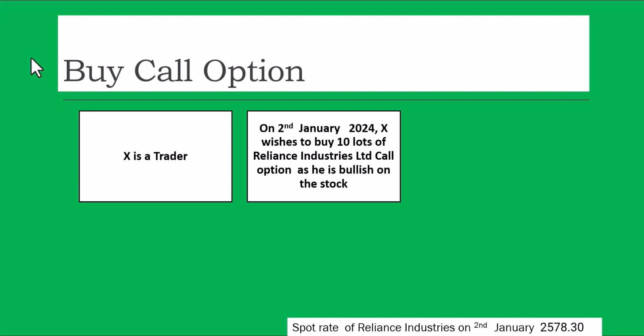On 2nd of January 2024, he wishes to buy 10 lots of Reliance Industries Limited call option as he is bullish on the stock. So the person is bullish on Reliance. Now, how do you know that you're bullish or bearish on Reliance? It all depends upon technical analysis. And though I wanted to give some knowledge about technical analysis, of course, I'll just cover it maybe in the next class.